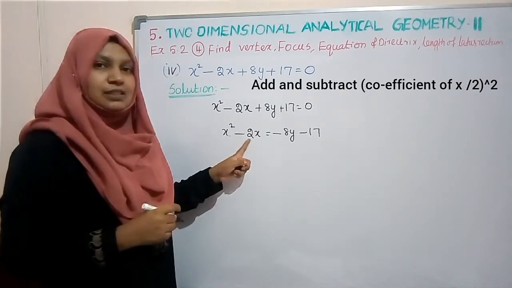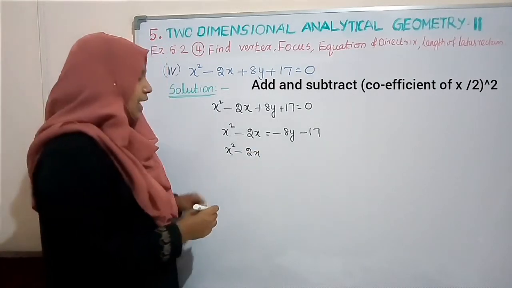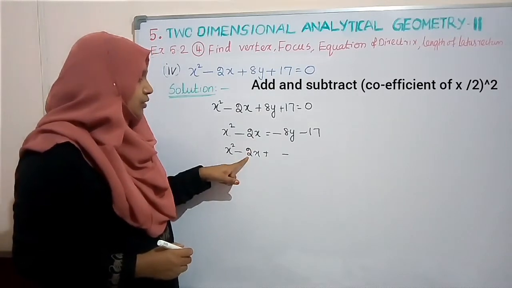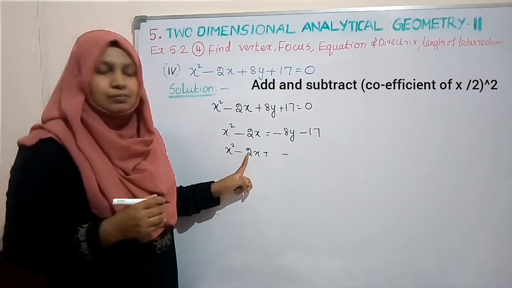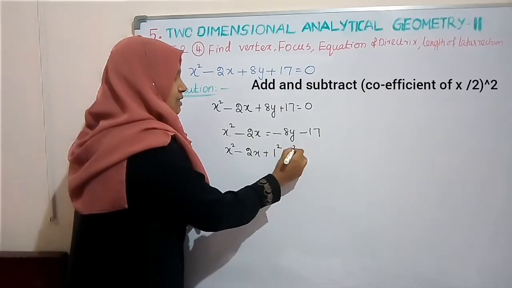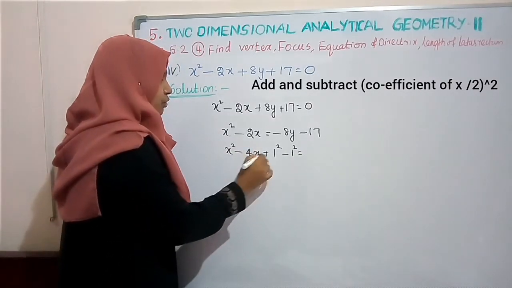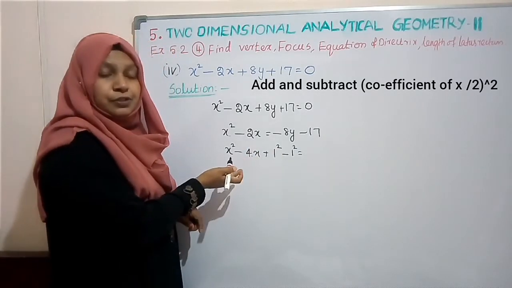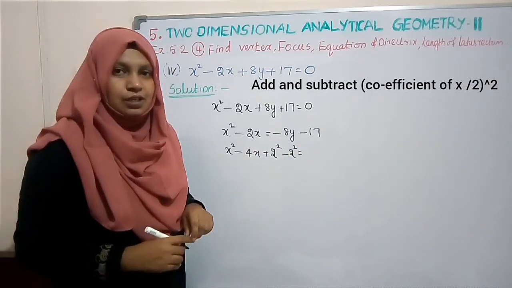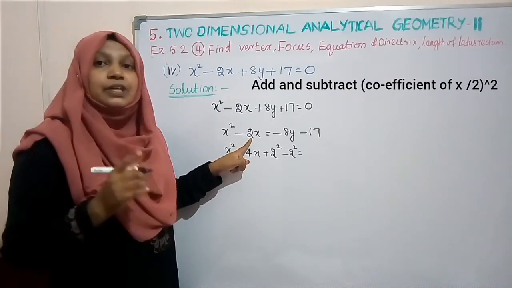The completing square method is nothing but just write this term as it is, x square minus 2x, and add and subtract a new value which is half of 2. What is half of 2? That is 2 divided by 2, which is 1. So just add 1 square and subtract 1 square. Understood? Suppose here if you have 4, you should take half of 4, so you should add plus 2 square and minus 2 square. Understood? So we have to add and subtract a new term which is half of the coefficient of x.